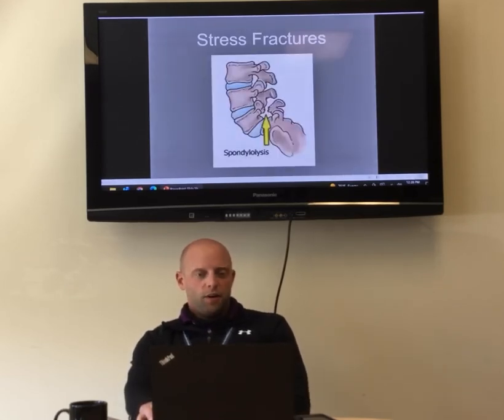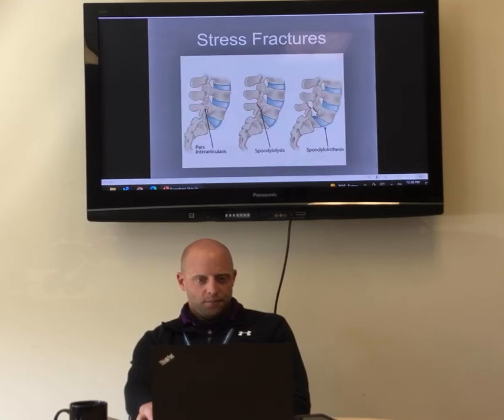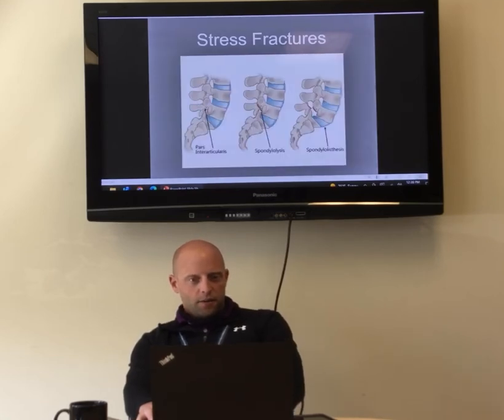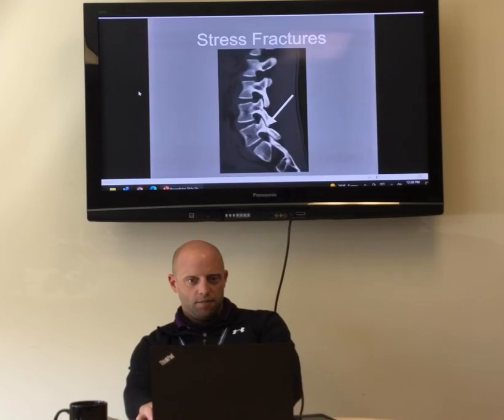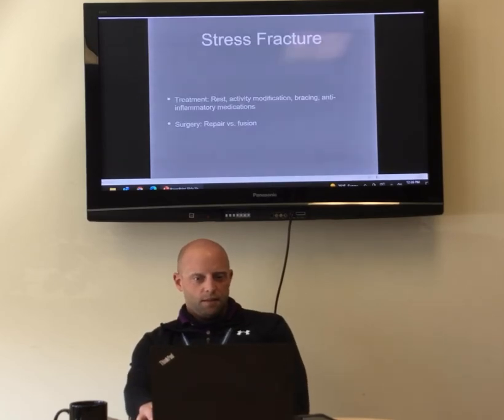The term for that is spondylolysis. Here we have an intact pars, here we have spondylolysis, meaning a fracture, and here we have spondylolisthesis, meaning there is some displacement or instability there. There's a difference. It's a CT scan.